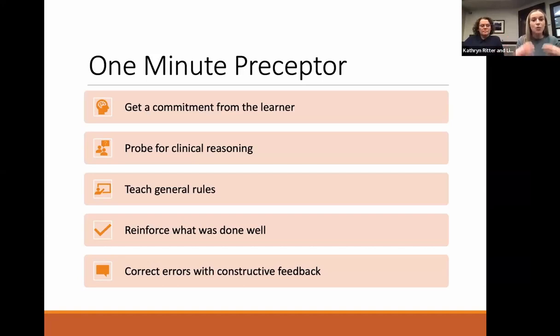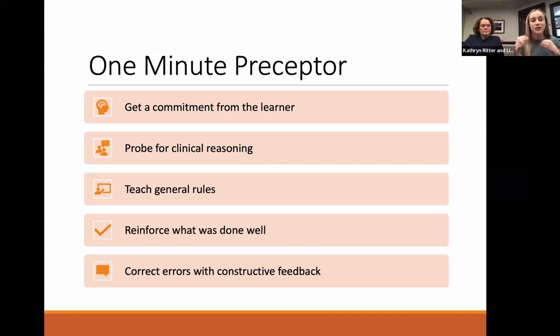You're going to ask them, what labs are we going to order? What imaging studies are we going to order? You're going to get that commitment from them. And then you're going to probe for their clinical reasoning and ask them why. These 2 steps are where you as the educator are really going to get into the learner's mind and see what they're thinking and why they're thinking it. And as you're doing that, you can see, okay, everything is adding up, or you may see there are some gaps that I need to address here.